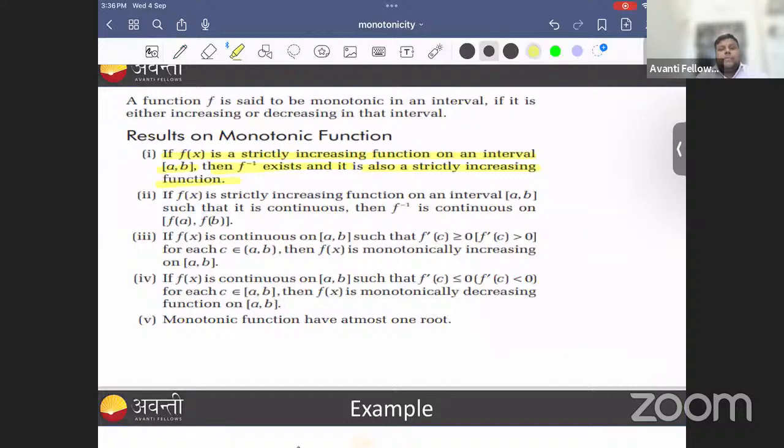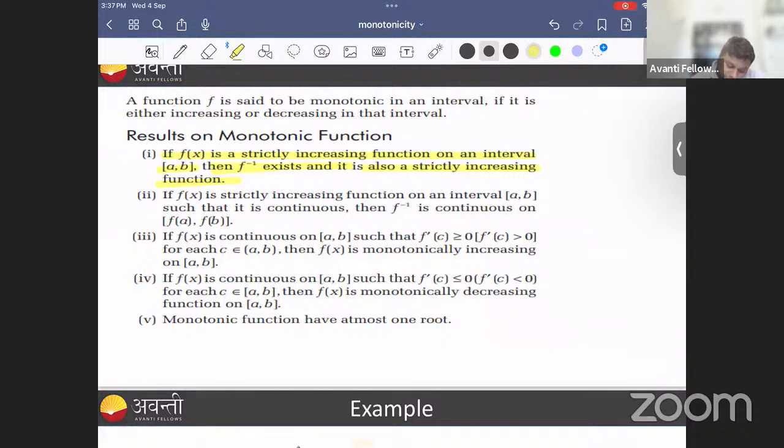and it will also be an increasing function. Now you will say, sir, what will happen to sin x? It is not an increasing function, it is not a monotonic function. Still the inverse exists. Yes, because they have restricted the domain of sin x and made it increasing in a certain interval, minus pi by 2 to pi by 2.